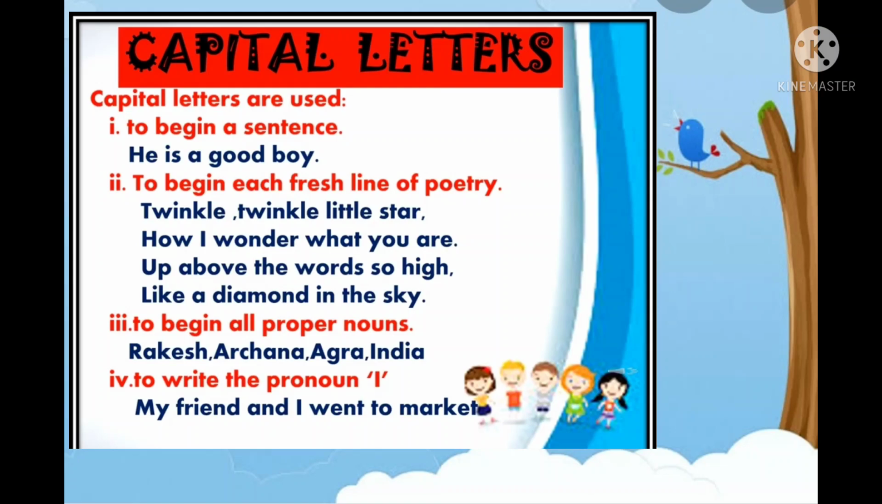What are proper nouns? Proper nouns are the special names of a person, place, animal or thing. These words always begin with a capital letter. For example, Rakesh, Archana, Agra, India. All these are proper nouns and they always begin with a capital letter. Fourth one is to write the pronoun I. I is always written in capital letter. Even if it comes in between the sentence, we still use it as a capital letter. My friend and I went to the market.